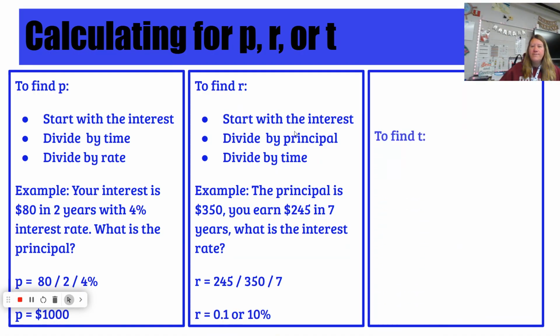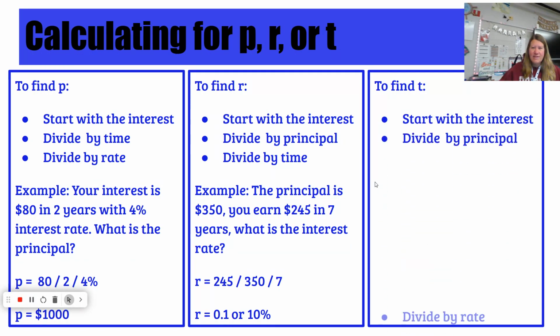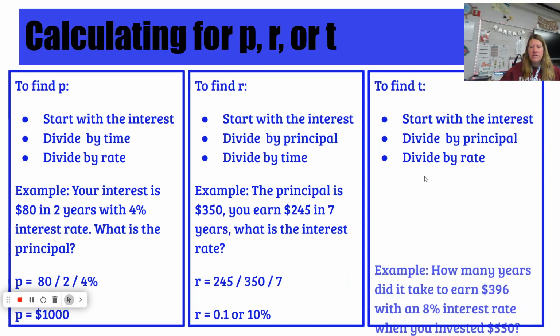Okay, now we've got the time. You're going to start with the interest, divide by the principal, divide by the rate. Same thing. If you have the interest number, you will start with the interest number and you will divide by the other two numbers. If you have to find the interest, you multiply the three numbers.